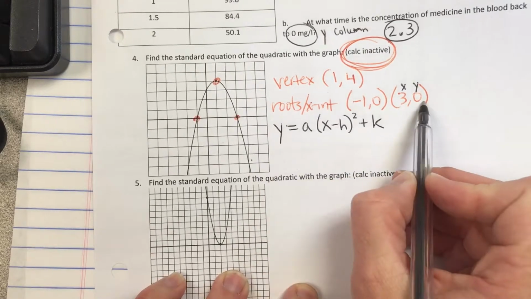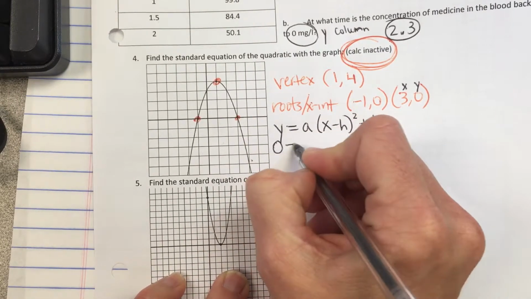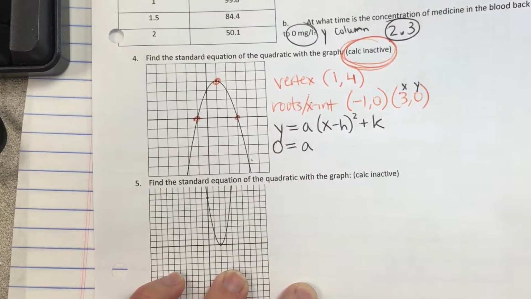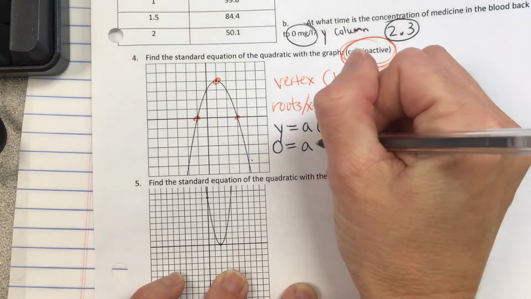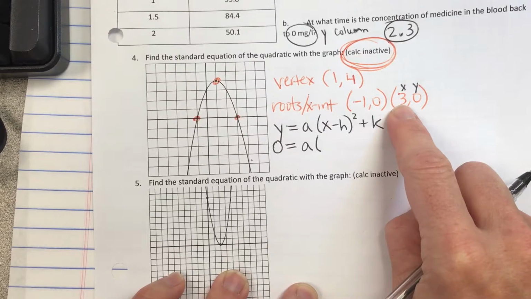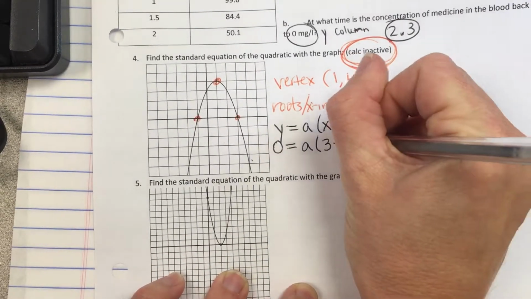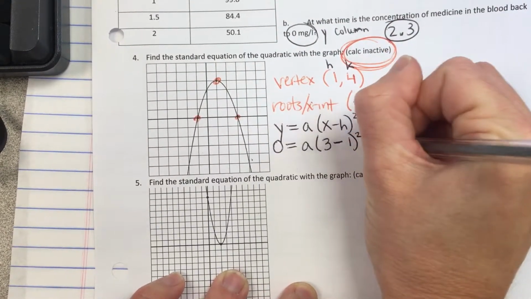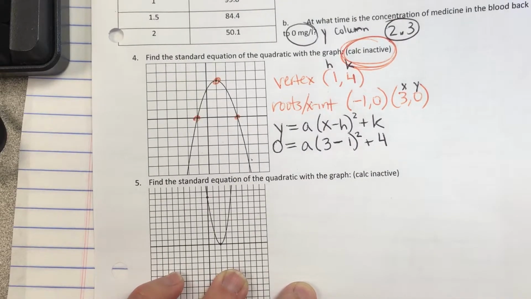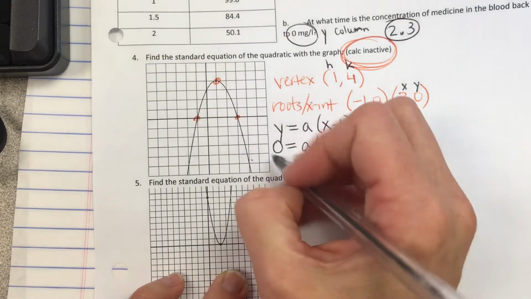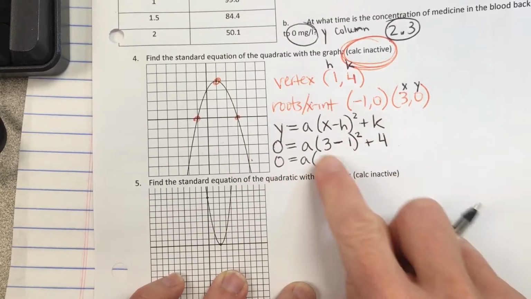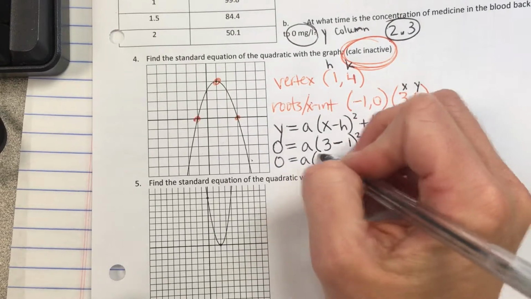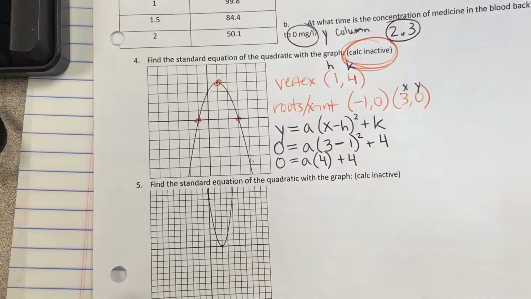So for y, I'm going to plug in 0. I do not know the a value. And what goes in for x? 3. Okay. Minus what goes in for h? 1. That's your h and your k. And then plus 4. All right. So 0 equals a times (3 minus 1), which is 2. 2 squared is 4. Plus 4.